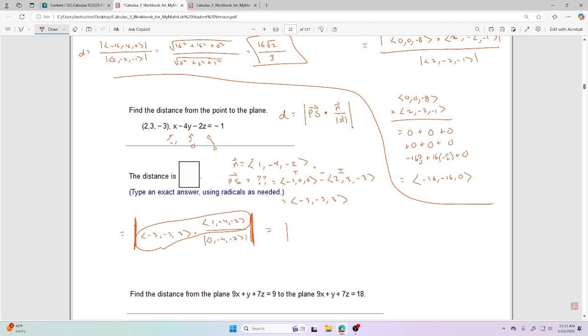So dot product, I get -3 times the 1. It's -3. -3 times the -4, 2 negatives, a +12. And then finally I got 3 times a -2. It's a -6. And I'm still saying divided by the magnitude of this. I'll just go ahead and put it 1 squared, 4 squared, 2 squared.